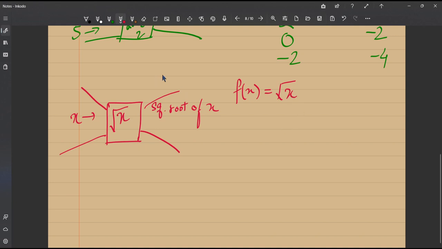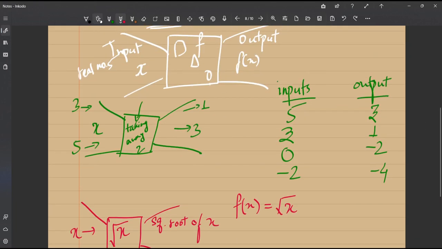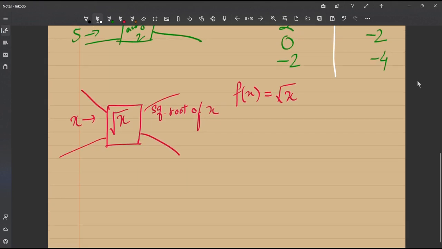You give it an x, it processes it and gives you the square root of x as an output. I'll clear up the mess I made. And how will this look? If you're wondering, we are writing all the functions now in the form of a table, but there are better ways of representing a function.